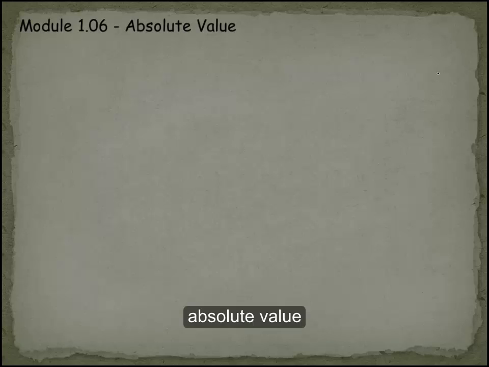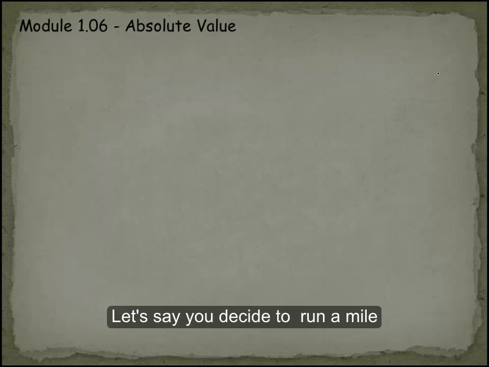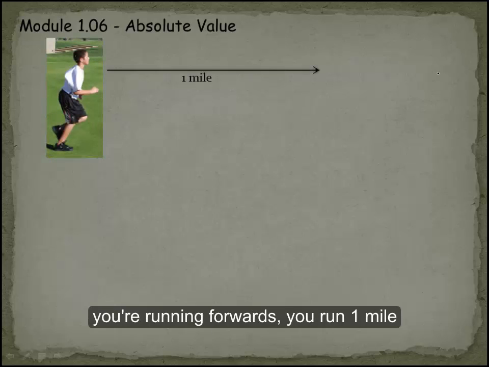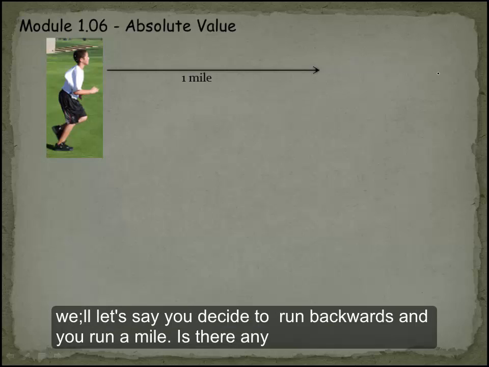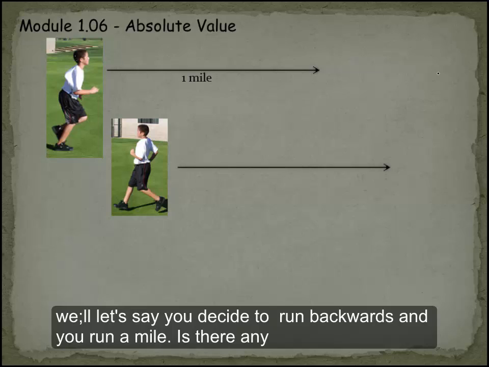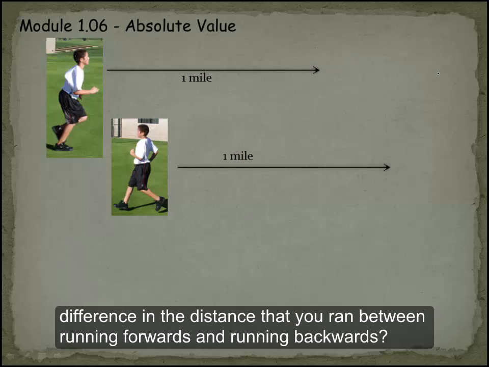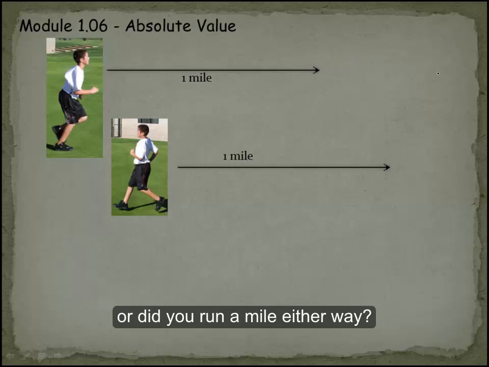Module 1.06, absolute value. Let's say you decide to run a mile. You're running forwards, you run 1 mile. Well, let's say you decide to run backwards and you run a mile. Is there any difference in the distance that you ran between running forwards and running backwards? Or did you run a mile either way? You can't run a negative mile.